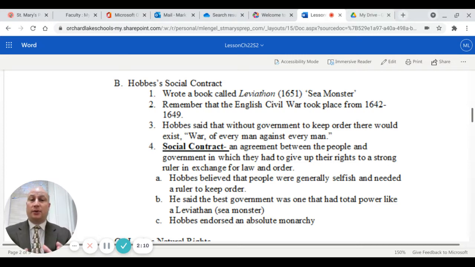It's basically an agreement between, of course, the people and the government in which they had to give up their rights to a strong ruler in exchange for law and order. Hobbes believes that people are generally selfish, and so that they need a strong ruler to keep order. He said that the best government was one that had total power, like a Leviathan. So that's where the name of his book comes into play.